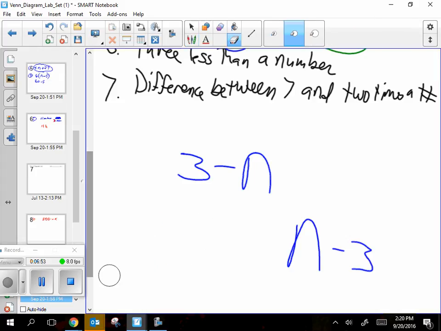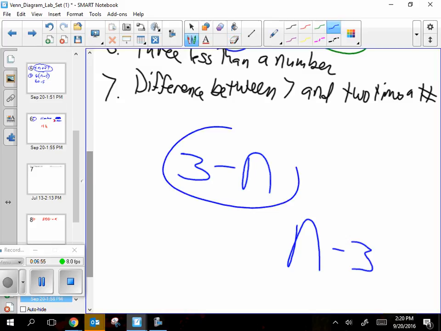I'll give you half credit for this one. I bet a lot of you had that one. How many of you had 3 minus 10? All right. Try to remember that less than a number means you have to take it off of the number. The minus 3 has to be at the end.